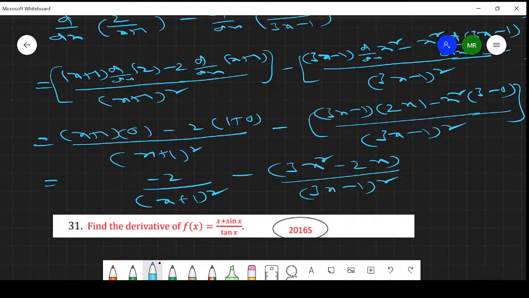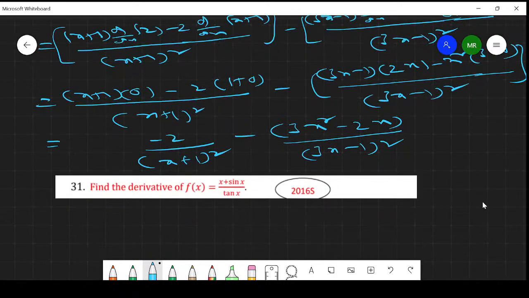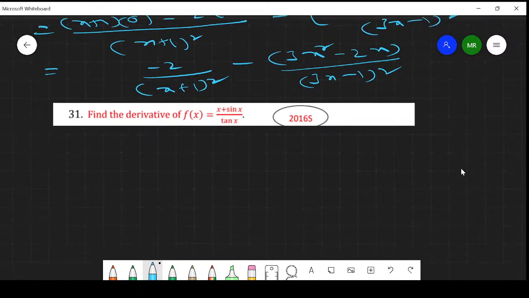3x minus 1 whole square. That will be your answer. If you want, you can take 3x common, 3x into x minus 2, it comes. That's all. That will be your answer. That is 2017, they asked for 4 marks.